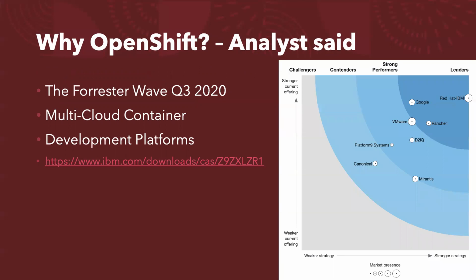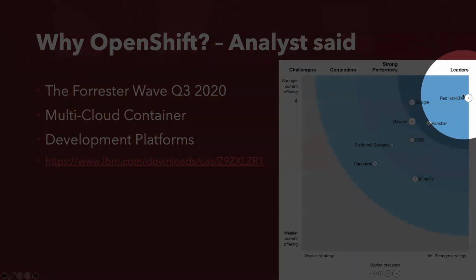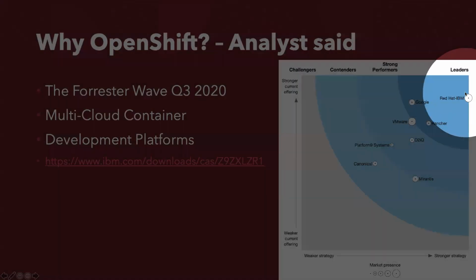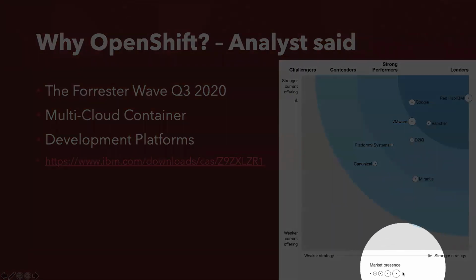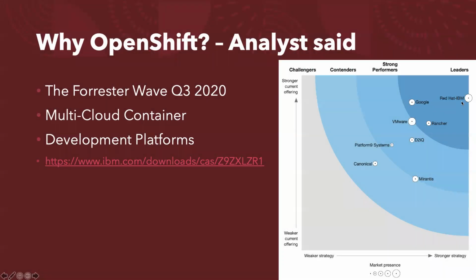And thirdly, the Forrester Wave from last Q3 for multi-cloud development platforms positioned Red Hat as a clear leader in terms of strong current offering and also strong strategy. And in the meantime, you can see the size of the circle also means the market presence. So clearly, Red Hat OpenShift is a market leader.